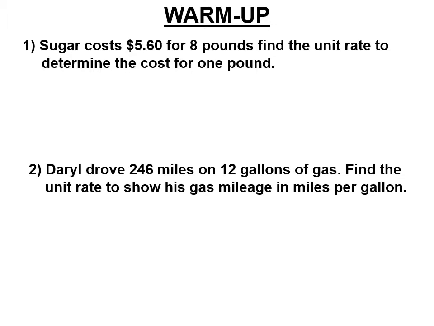All right, so sugar costs $5.60 for 8 pounds. Find the unit rate. So this is what we did in the last lesson. It's $5.60 for 8 pounds. So we're going to do 8 into $5.60. 8 doesn't go into 5. Decimal goes straight up before we do anything else. 8 goes into 56 7 times. 7 goes above that 6.